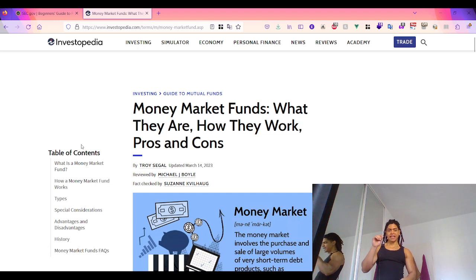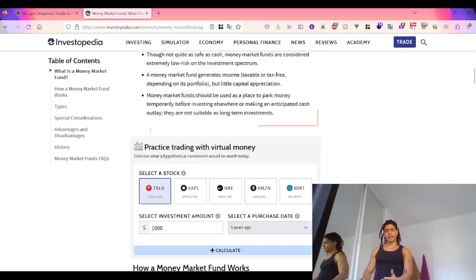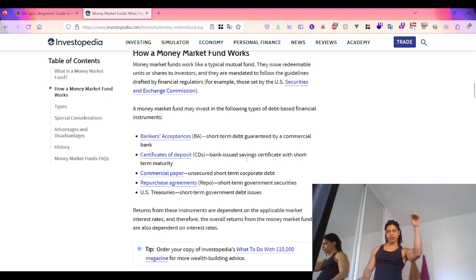Money market funds involve the purchase and sale of large volumes of very short-term debt instruments or financial instruments, such as bank acceptances, very short-term debt issued by banks, certificates of deposit, which are certificates of savings with short-term maturity, commercial paper, unsecured corporate debt, repos, which are repurchase agreements involving very short-term government securities, and Treasury bills, or in this case U.S. Treasury short-term government debt.